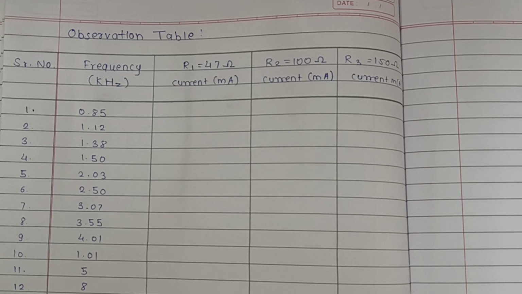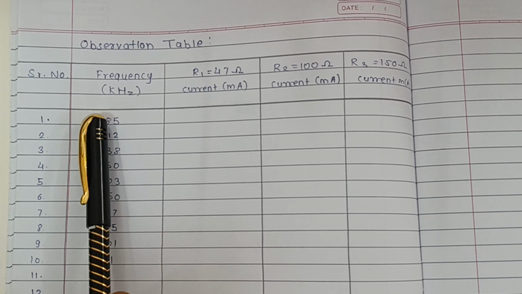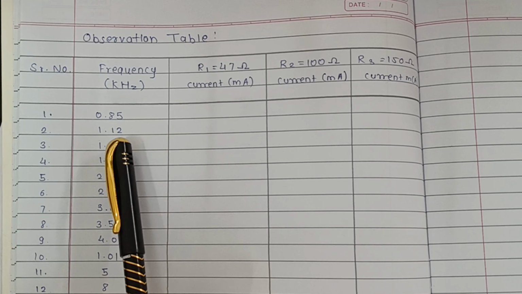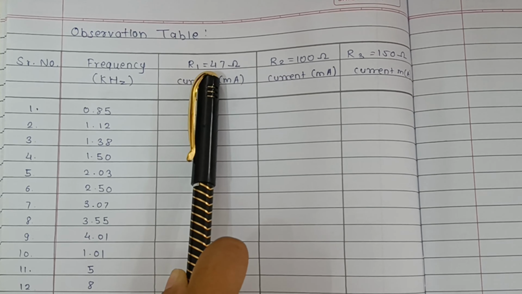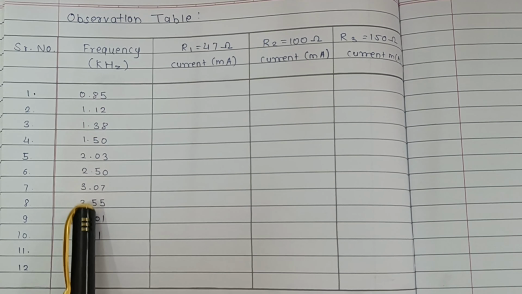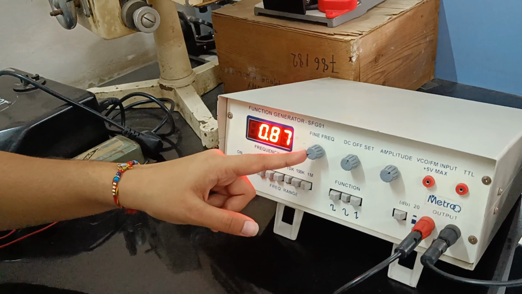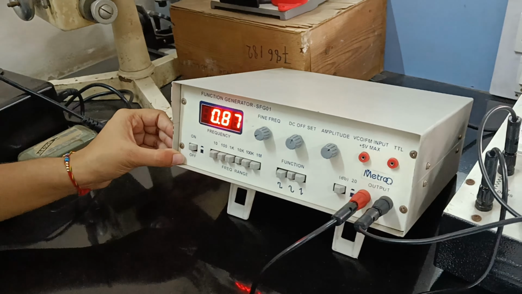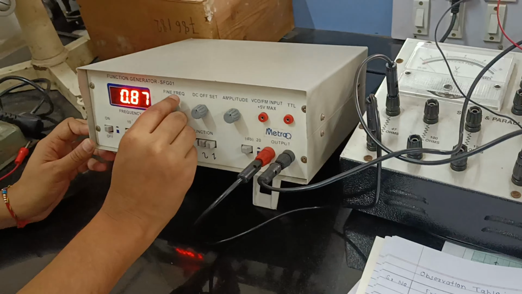Now we are going to perform the experiment. This is the observation table where frequencies are given in kilohertz. We will measure the current through the 47 ohm resistor for these given frequencies and note it down. Now we will begin the experiment. We will keep the frequency range up to 10K. Through this knob we will adjust our frequencies. The first one is 0.85 kilohertz.